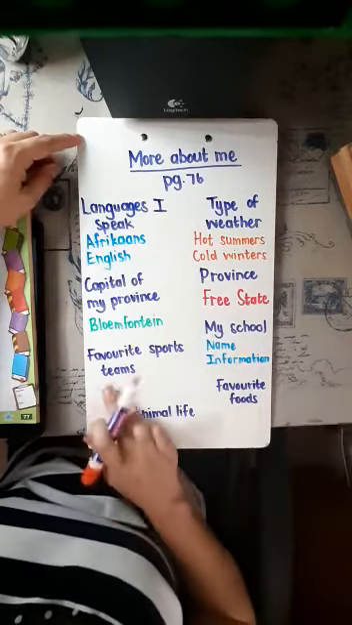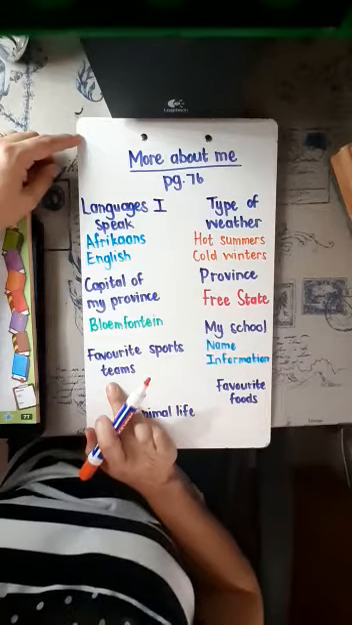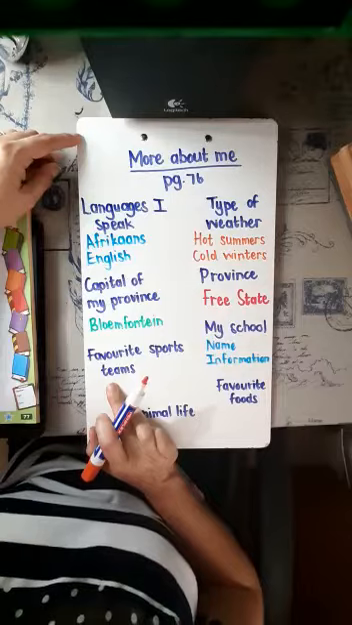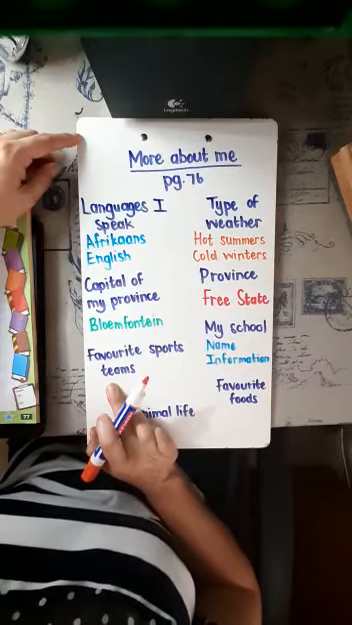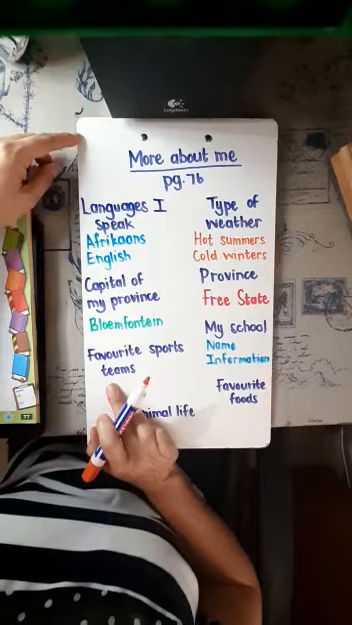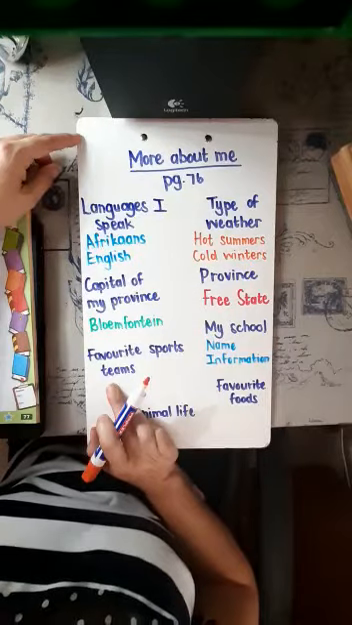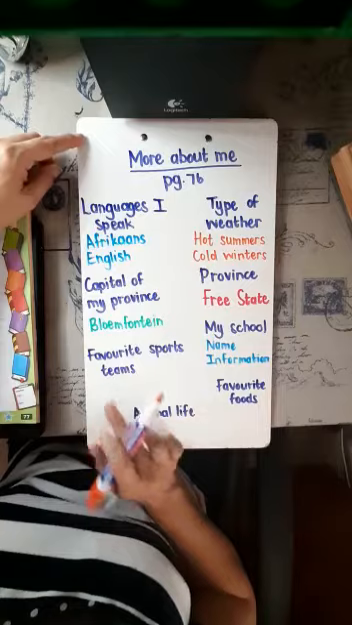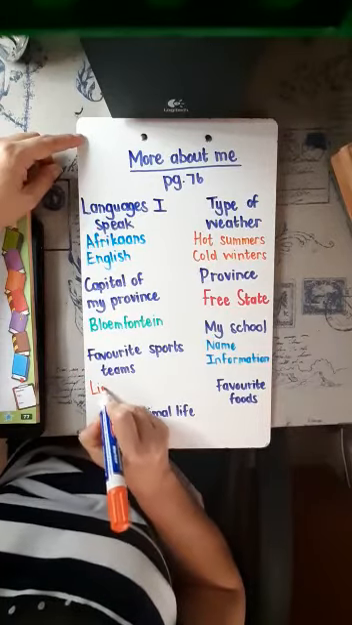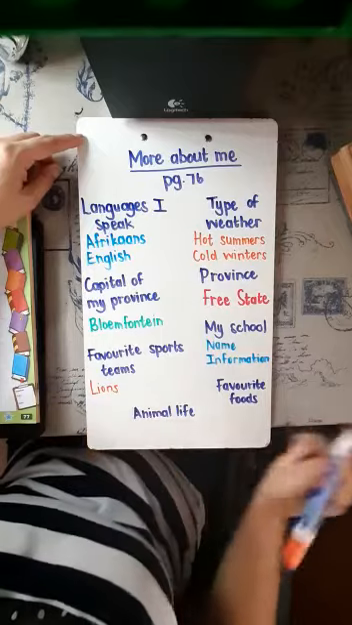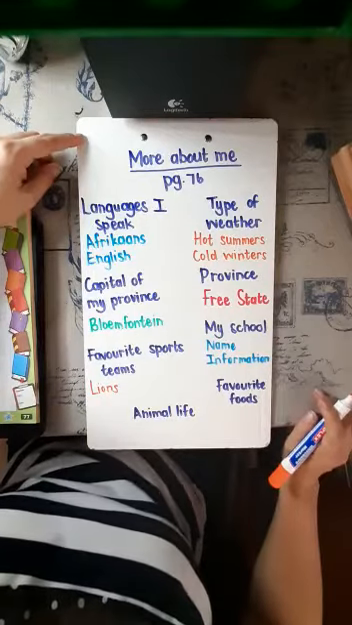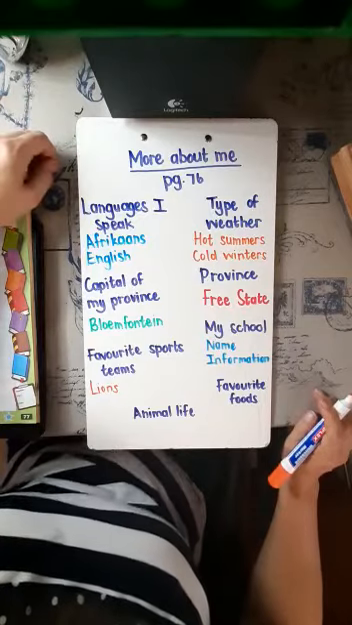Okay, then if we go to the favorite sports teams, remember, we are all individuals, so we differ. Some of us like rugby, some of us don't. So our favorite sports teams will not be the same. You can have different sports teams like the Lions, for instance, or you can choose the Cheetahs or the Springboks. Or if you like netball, you can have a different sports team.